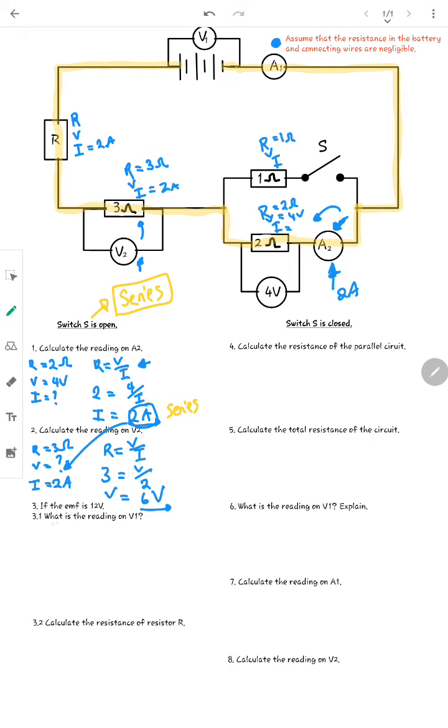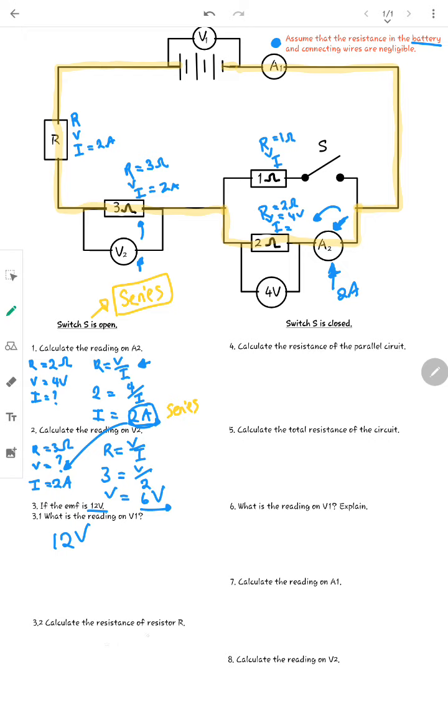Next question. What is the reading on voltmeter number 1? And there is some information before that where they say that the EMF is 12 volts. So what is the reading on voltmeter number 1? It has to be 12 volts. Remember, we're making the assumption that the resistance in the battery is negligible. And it's only because we make that assumption that we can say that the reading on the voltmeter across the battery is equal to the EMF.